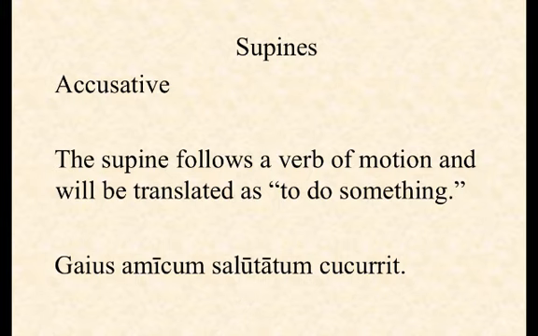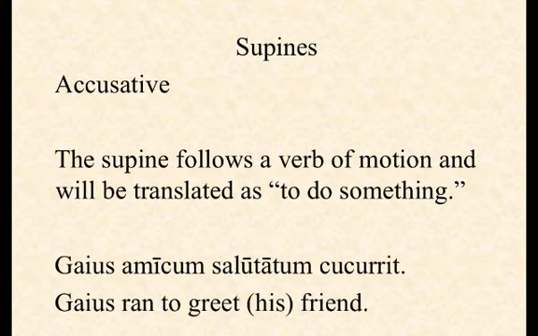So, for example, Gaius amicum salutatum cucurrit. Gaius ran to greet his friend. If you look up the verb salutare, you will find the past participle salutatum is also the accusative form of the supine, used with a verb of motion.